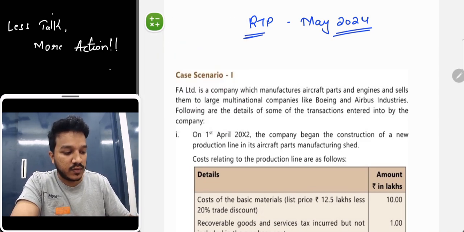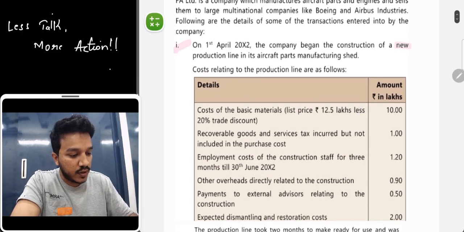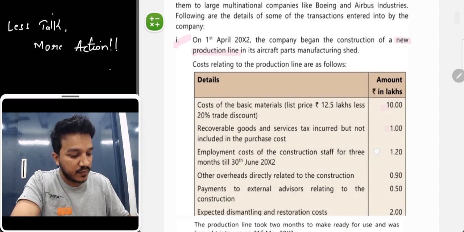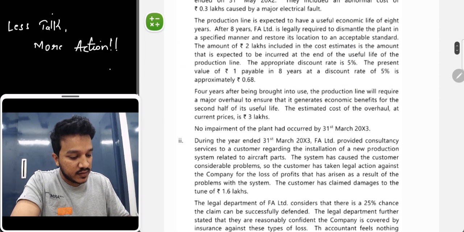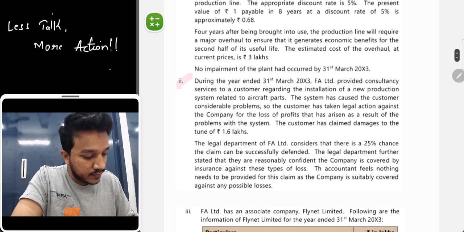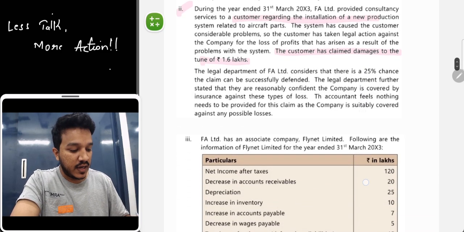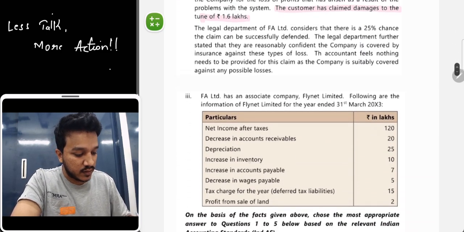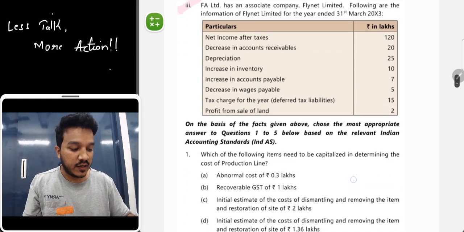Whenever you see a case scenario, first look at it from the top. The first point is talking about a new production line. Some expenses are also given here, and the related information. Then the second point is talking about some provision, customers regarding installation of the new production line. The customer has claimed damages. And then the third one is the net decrease in depreciation and inventory, which is talking about cash flows. Look at it from the top first, and then go directly to the question.